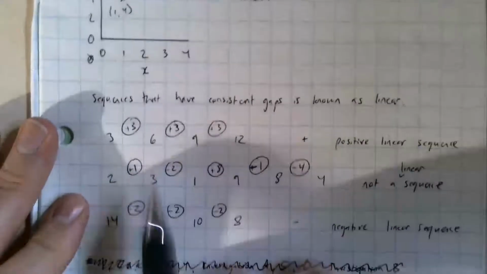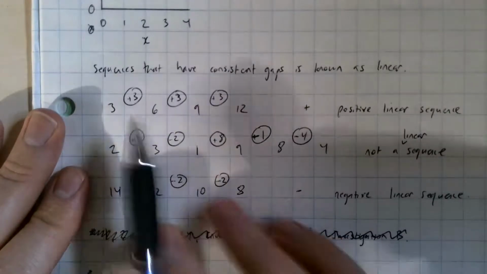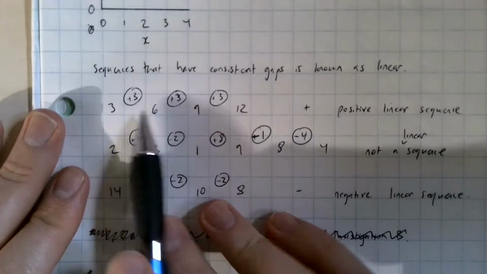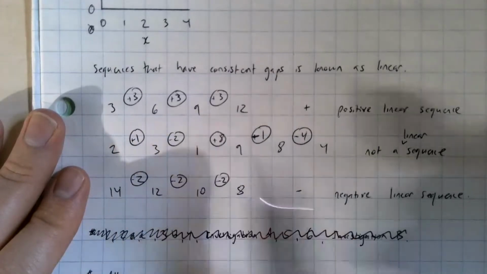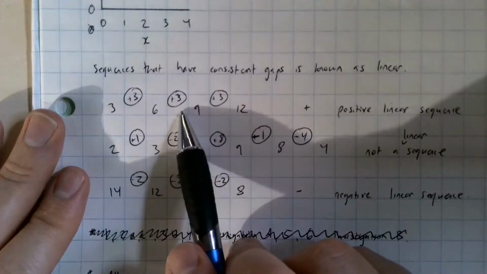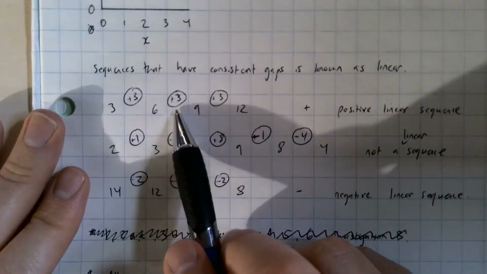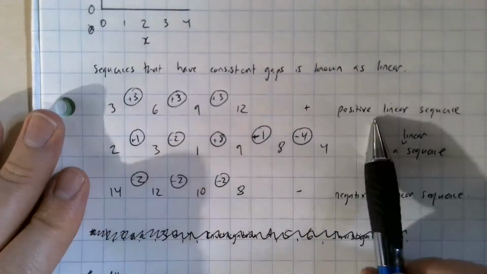All right. So why do we know it's linear? Well, we can show it by doing this sort of work. Here I have a sequence 3, 6, 9, 12, and because every single gap between each next term is consistently the same size, that makes it a linear sequence. And it's a positive linear sequence because every single time you're adding a number. So this makes a positive linear sequence.